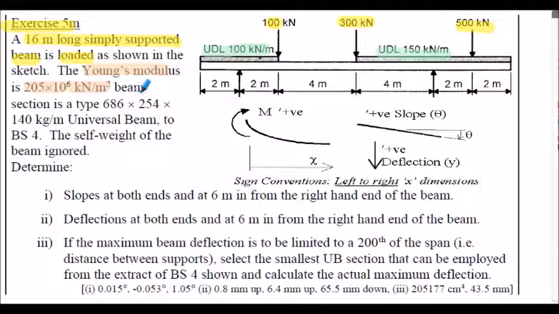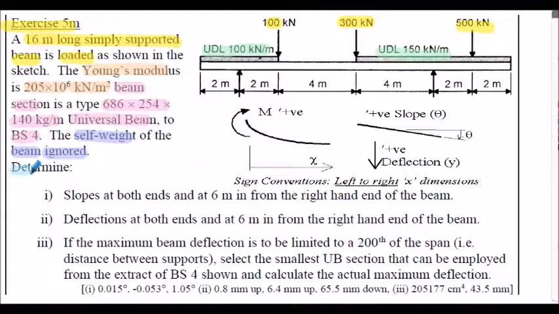We're also given the actual beam section type, and that's a 686 by 254 by 140 kilograms per meter universal beam from BS4. So there's a table on the next slide we'll need to use to extract the relevant information. As always with these types of questions, we assume the self-weight of the beam is negligible, so it's ignored from the calculation. It just adds complication for no reason if we include it.